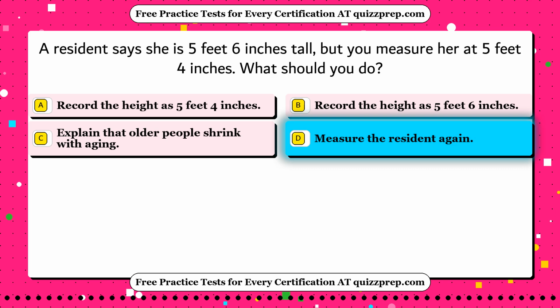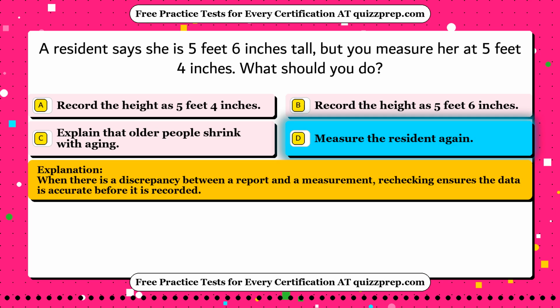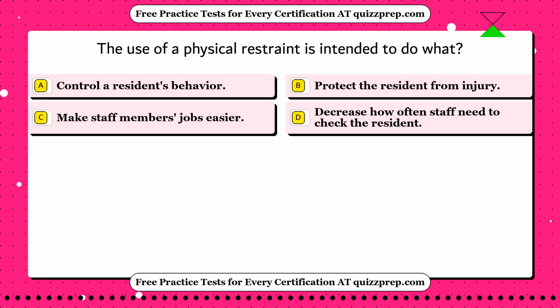The correct answer is option D, measure the resident again. When there is a discrepancy between a report and a measurement, rechecking ensures the data is accurate before it is recorded. Question 12. The use of a physical restraint is intended to do what?